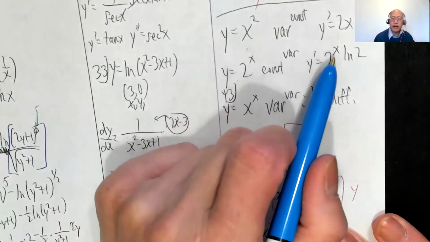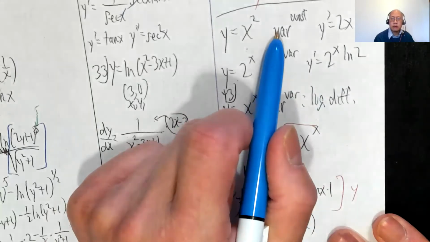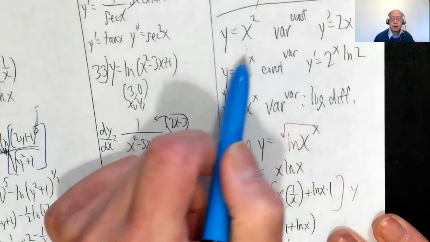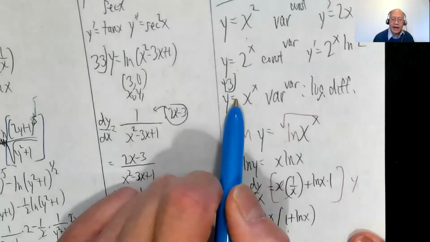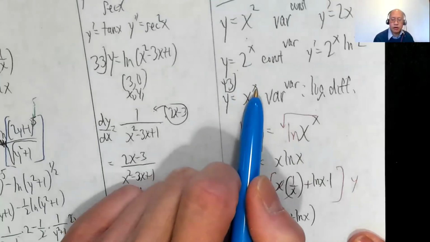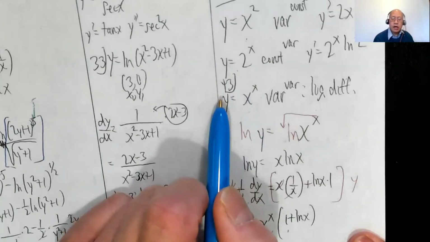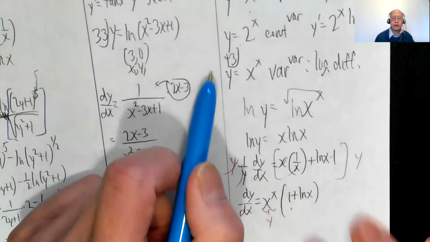Okay, so let me show you how to differentiate a variable to a variable. Do not do the rule for exponentials. Do not do the rule for power functions either. So in other words, do not go x to the x minus 1. So how do I differentiate x to the x, problem 43?